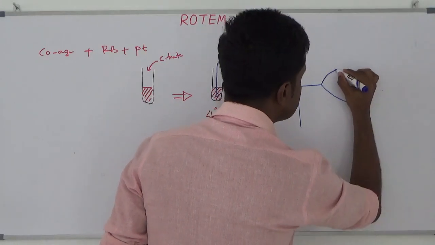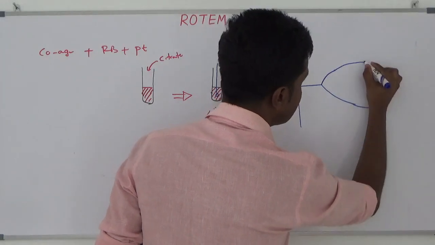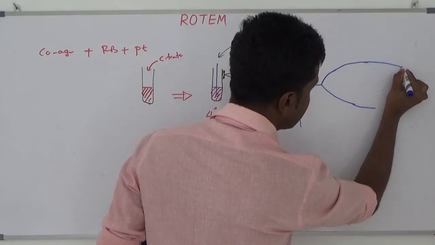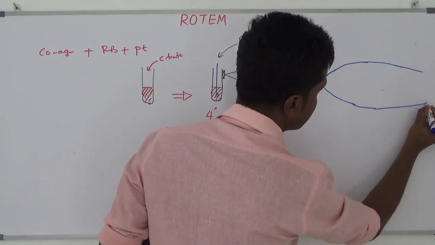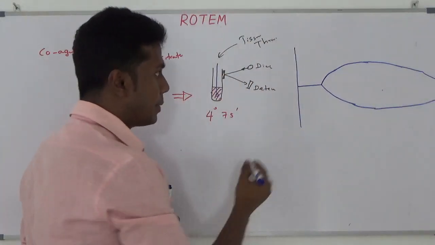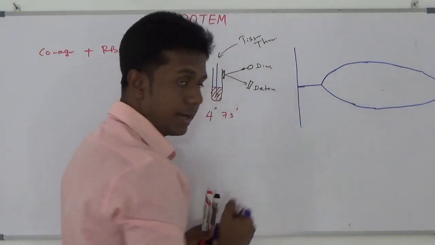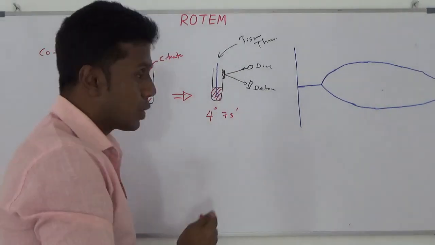Then it comes to the maximum level. Once it comes to the maximum level, it gradually goes down. With time, it comes near to the zero line, zero resistance line.